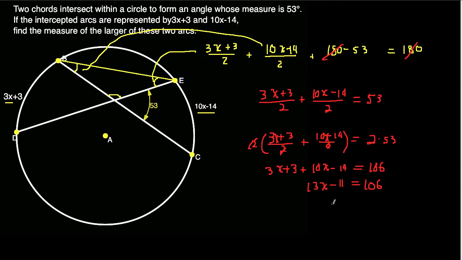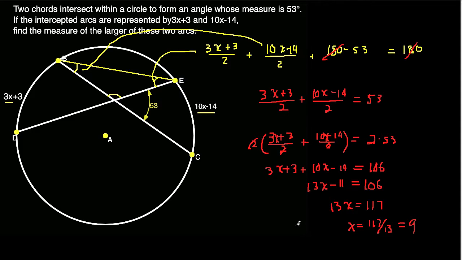I get 13x equals 117, or x equals 117 divided by 13. Okay, well, you crank this out and you'll see this is equal to 9.